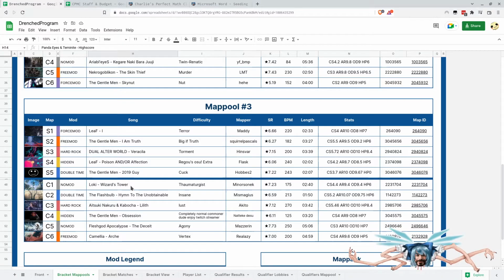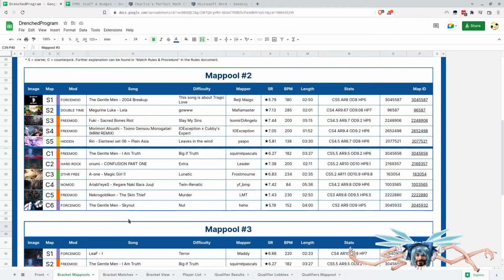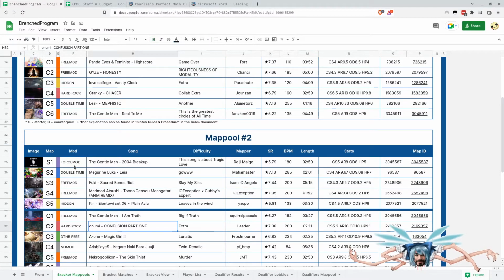The same thing applies with Mappool 3. Minor Sonic's Wizard Tower is definitely not a normal jump map, and yet this is the sort of stereotypical No Mod 1. It's a completely valid concern if this was the only pool, right? But it's not the only pool. If you're uncomfortable with this map specifically, if you want your No Mod 1s, you can ban this pool, and then you can end up with either Confusion Part 1 or High Score.